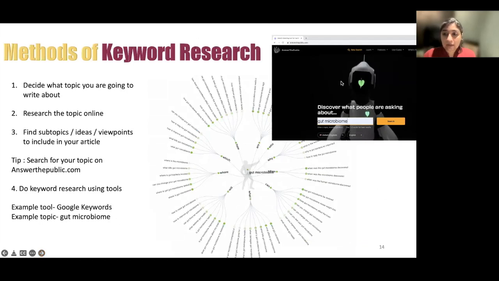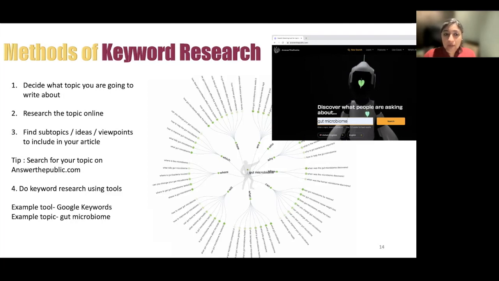Now, when we're looking at methods for keyword research, we're looking at different ways in which we can get the most ideal keywords for our content. The best way is to use tools, of course, but before we get to that, we can look at how content research itself can help us get our keywords. So when we decide what topic we're going to write about, we research the topic online. We find subtopics, ideas, or viewpoints to include in your article.